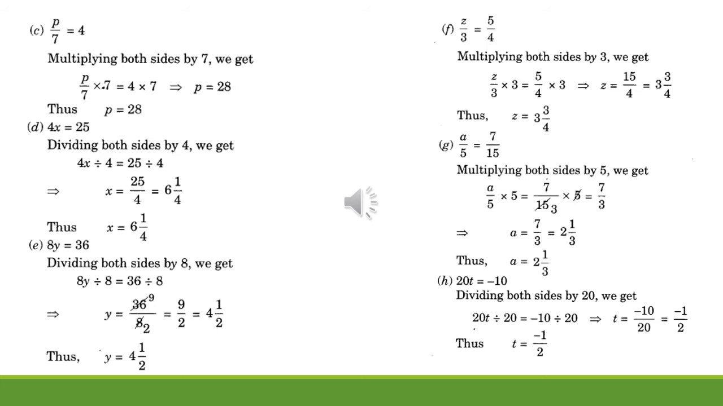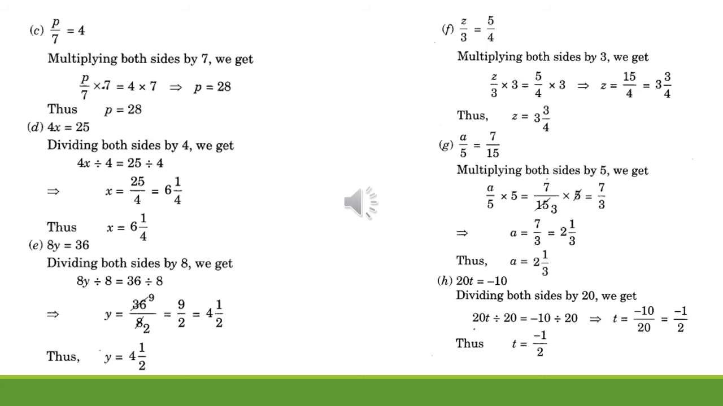Continuing with part C, P by 7 is equal to 4. So we are multiplying 7 on both sides and getting P is equal to 28. Part D, 4x is equal to 25. So we are dividing by 4 and we are getting 4x divided by 4 is equal to 25 by 4, or x is equal to 25 by 4. We are converting it into a mixed fraction.